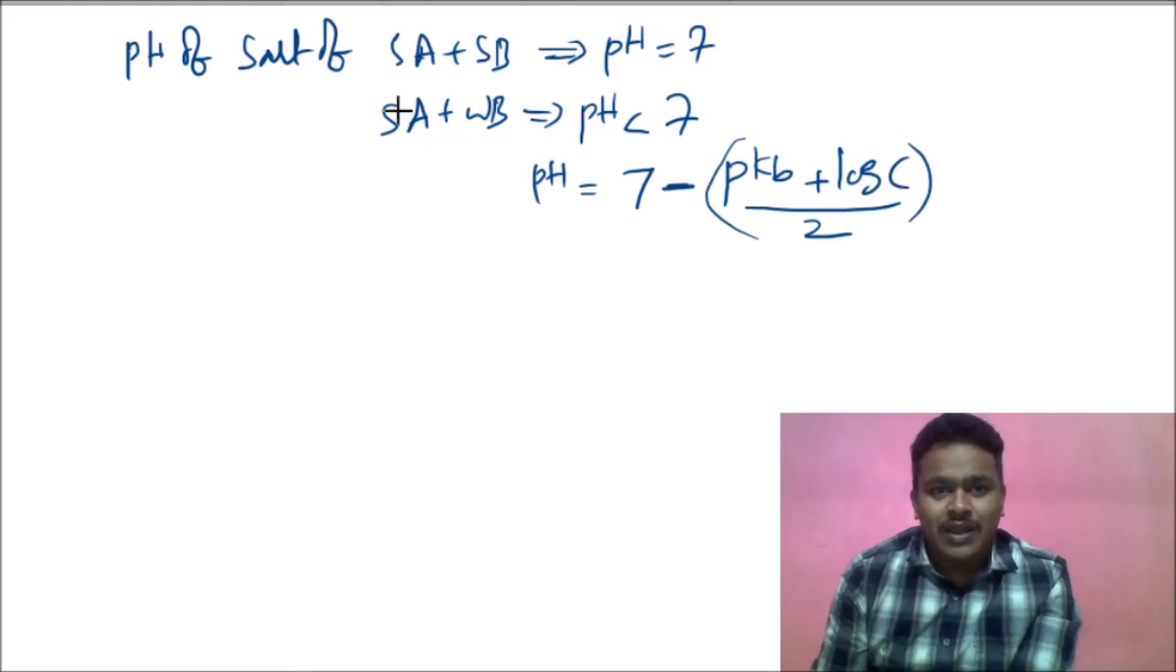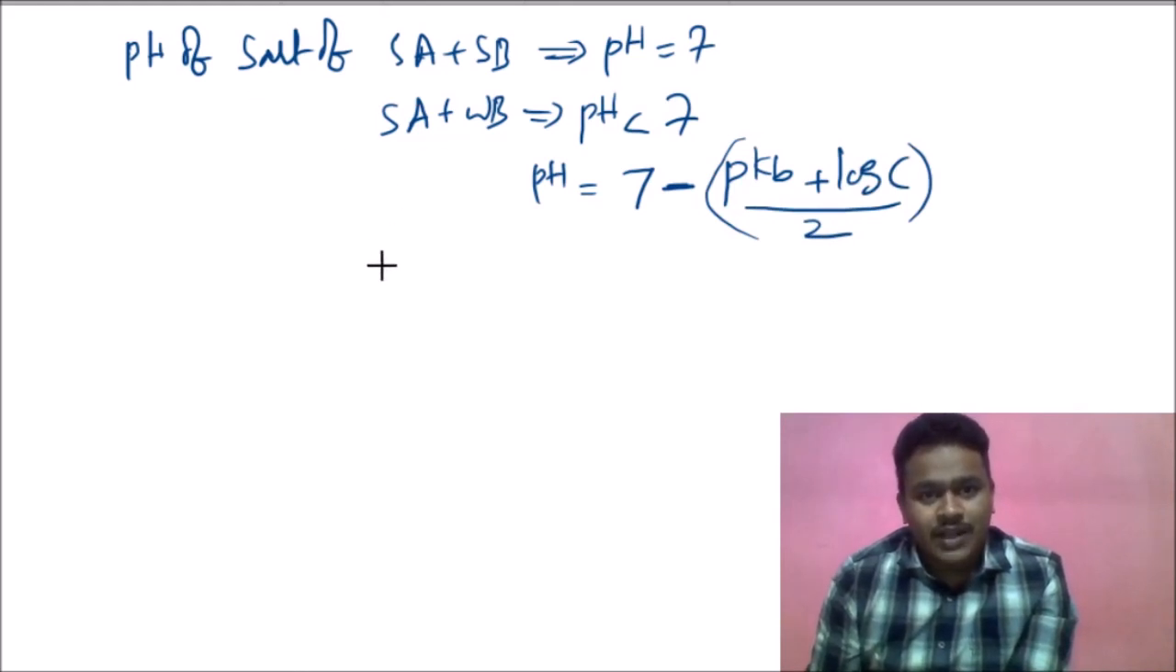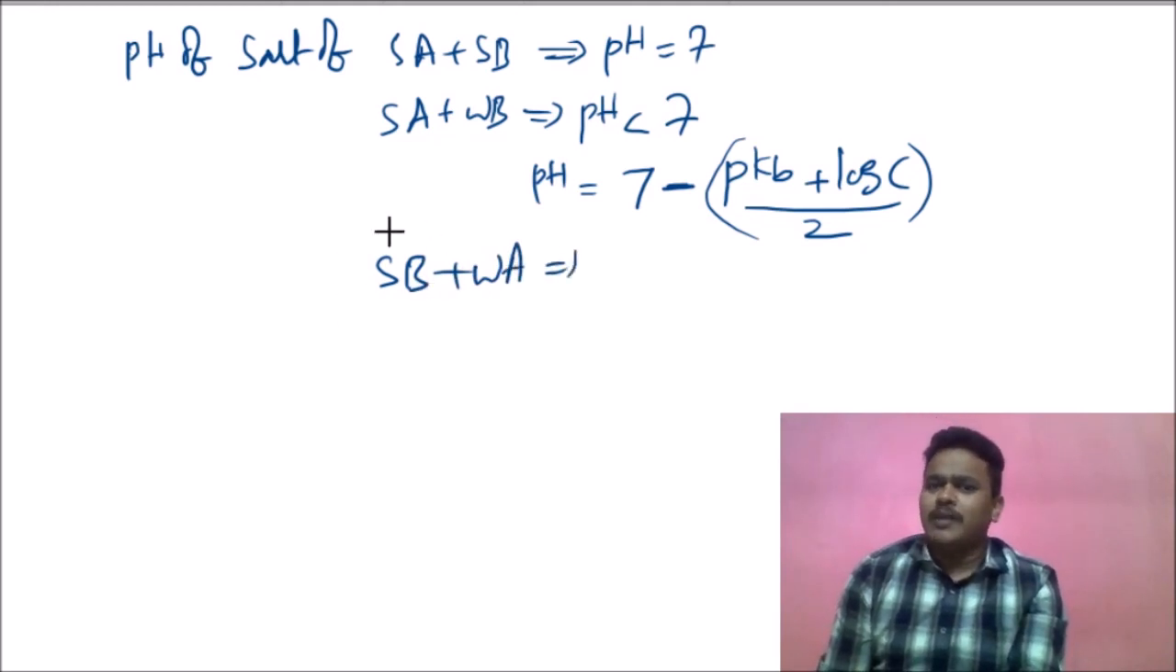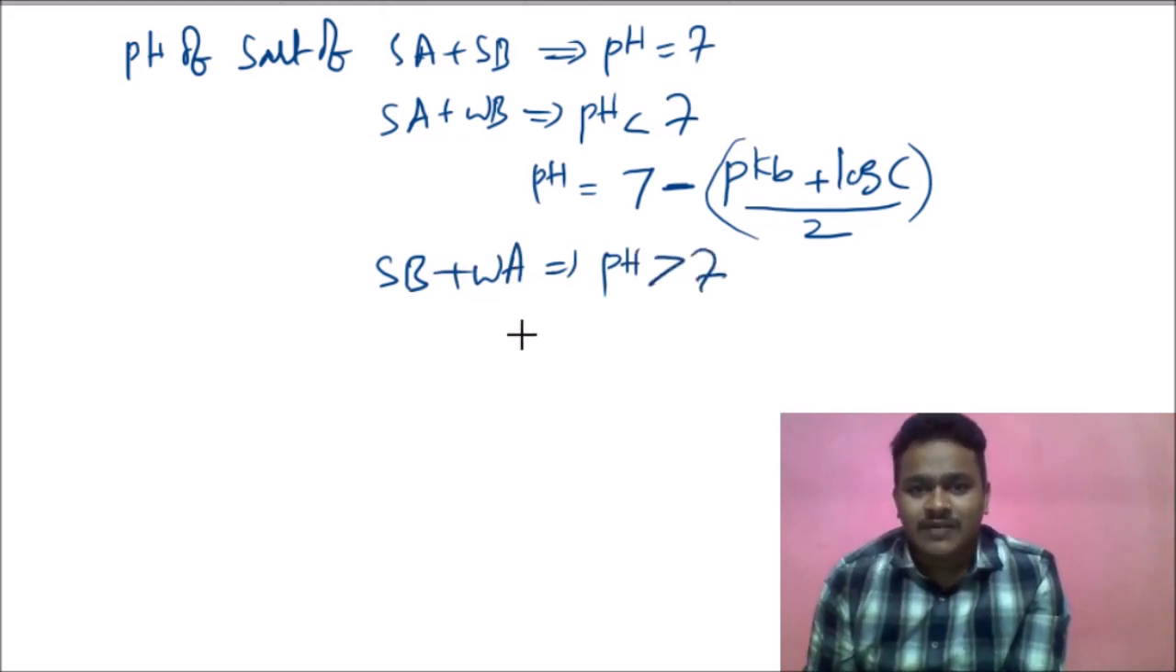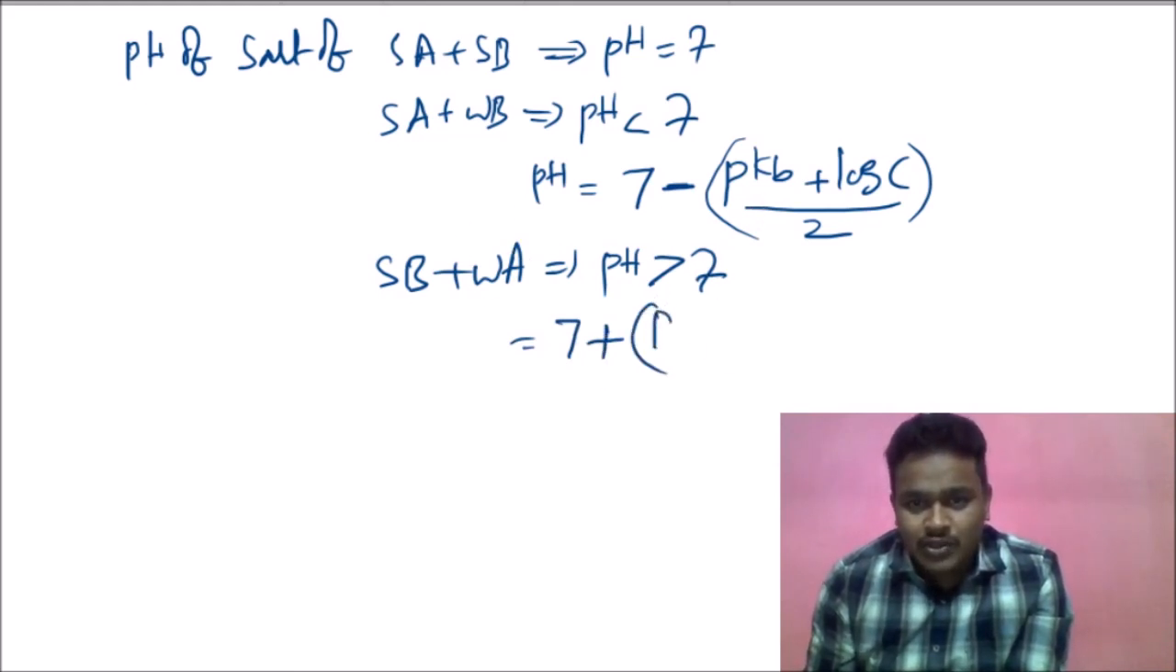Next salt, the pH of a salt of strong base and weak acid. At that time, what is the pH? Who is dominating here? The base is dominating, so the pH is definitely greater than 7. Greater than 7 means how to write? 7 plus, here you have to take the weak acid, so 7 plus pKa plus log C by 2.